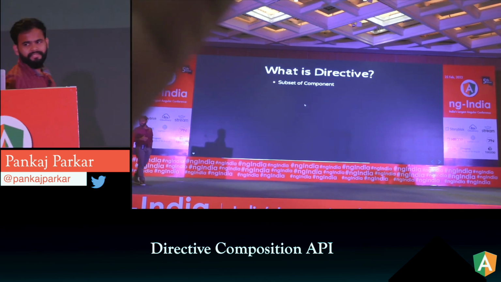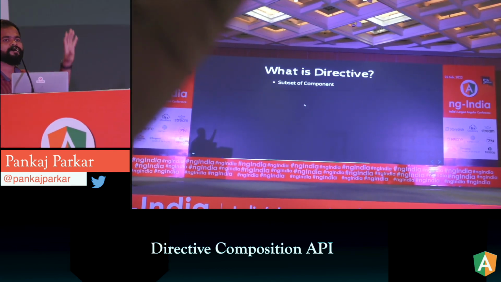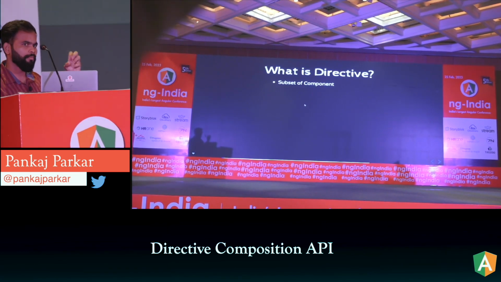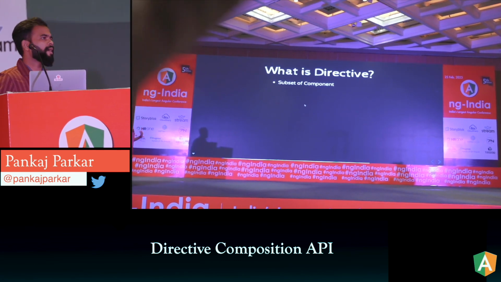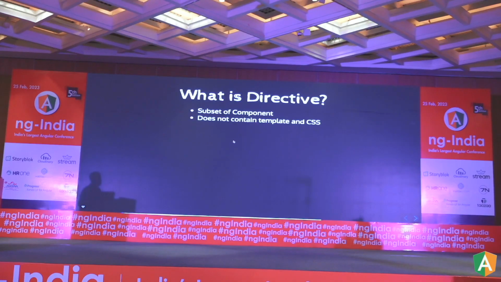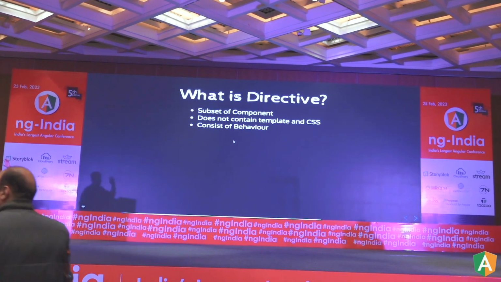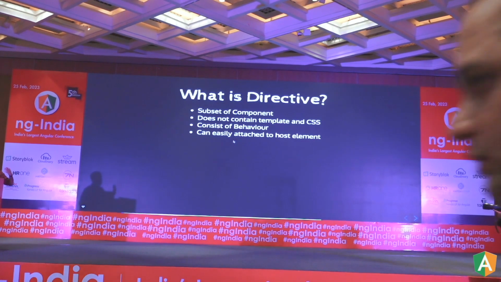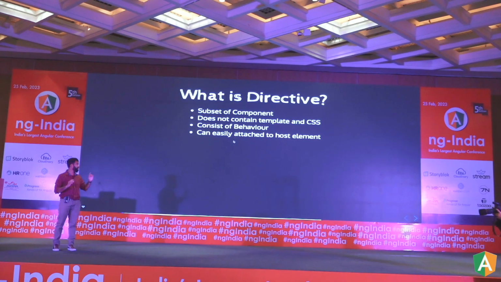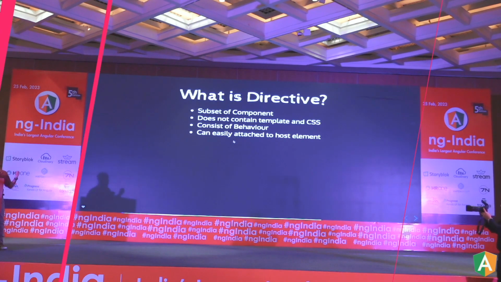So let's begin from the basics. The Directive Composition API is all around directives, how directives are going to be used and composed together. If you go back a little bit, what is a directive? A directive is a subset of a component that does not contain HTML and CSS. It consists mainly of a behavior, a code block that contains a behavior, and you can apply it on the host element. I will pause here a little bit to clear one important concept, which is the host.